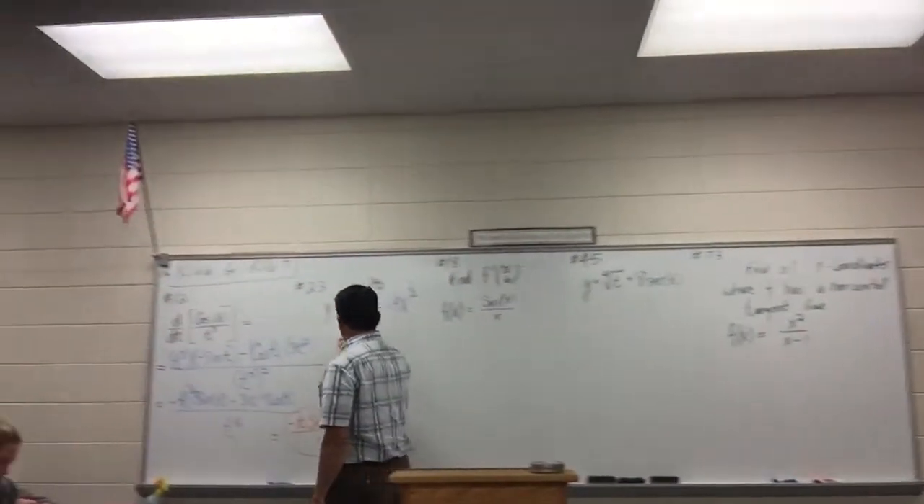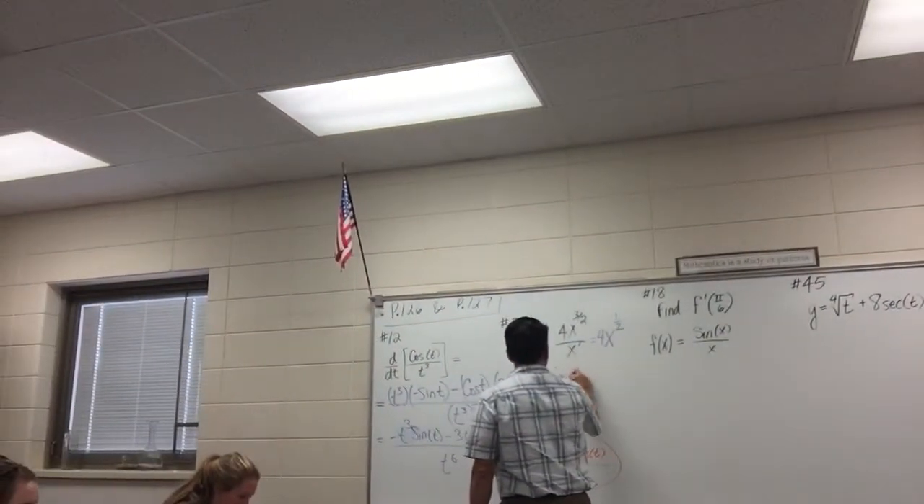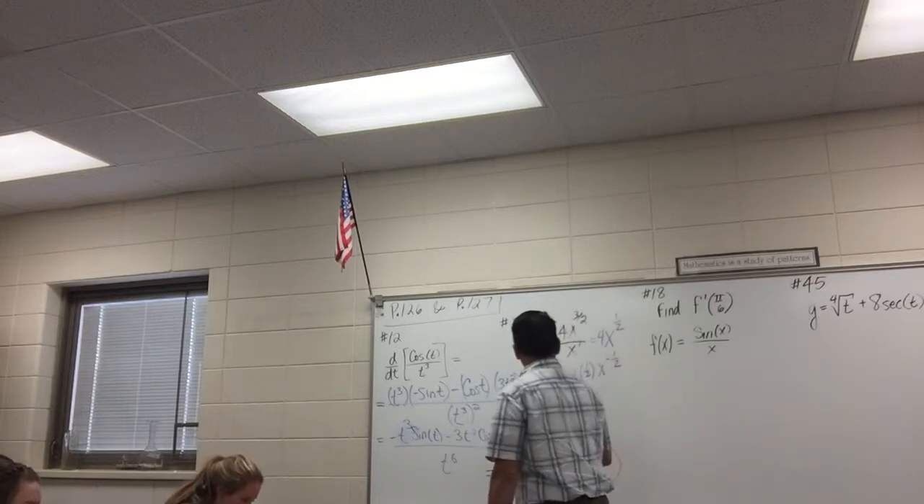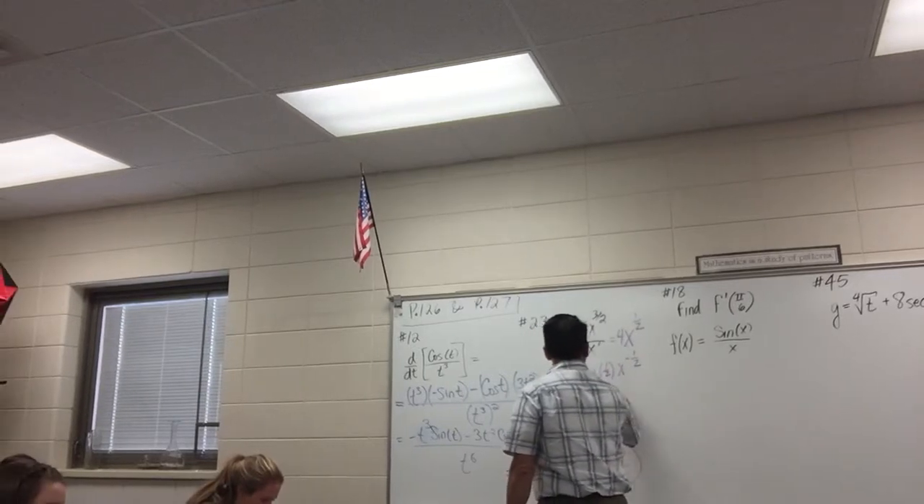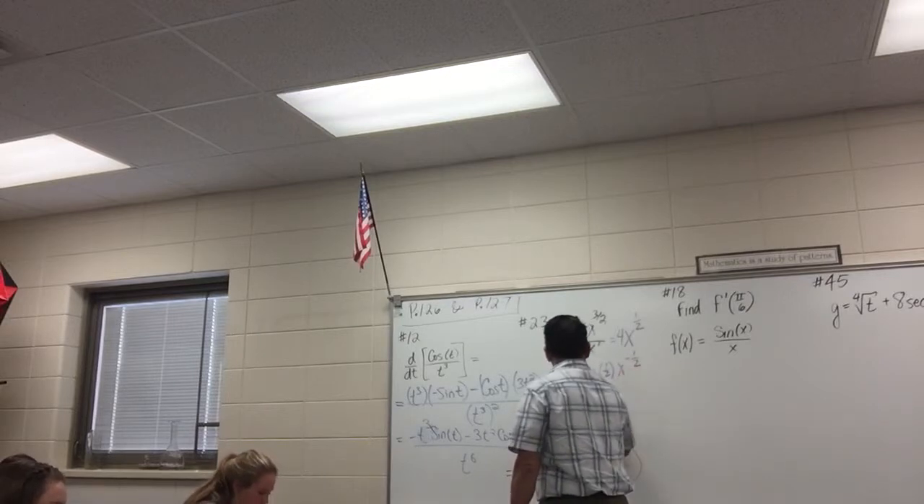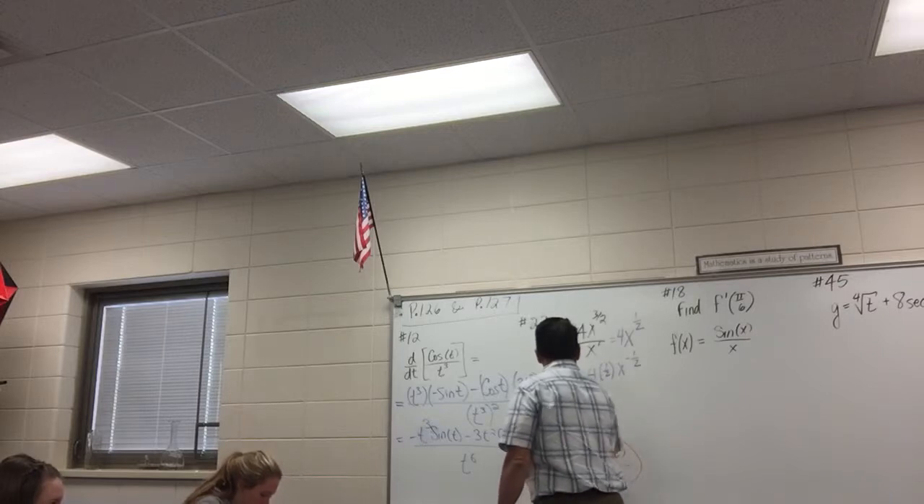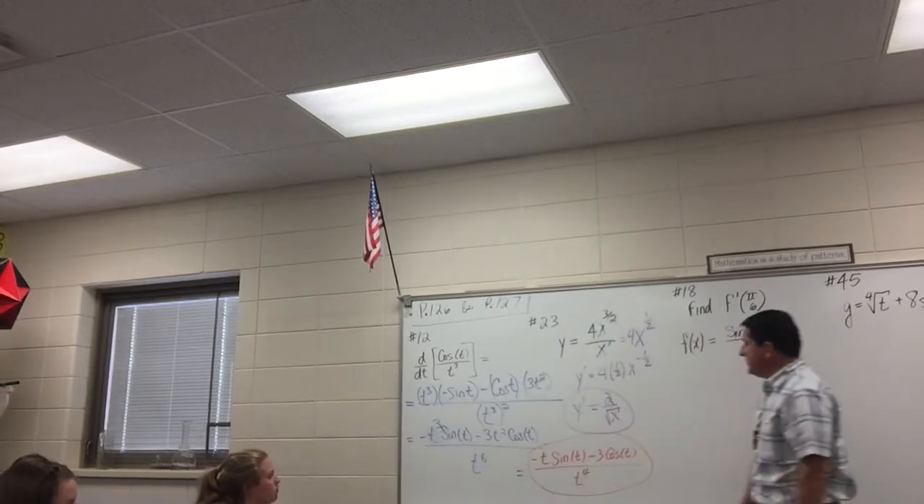Then you take the derivative of it. Y prime is equal to 4 times a half times x to the negative 1 half. And that gives you 2 times x to the negative 1 half, so I can write it as x to the 1 half in the denominator, which is the square root of x.